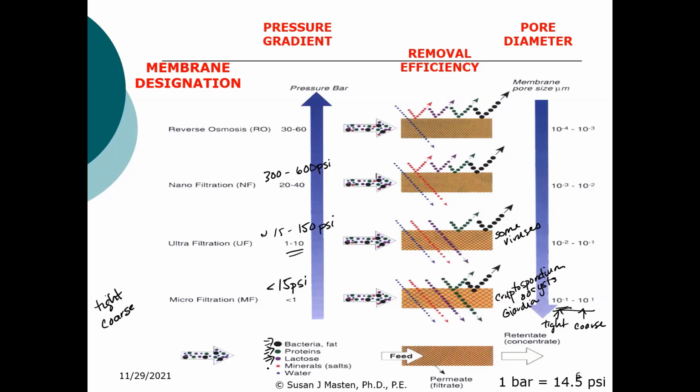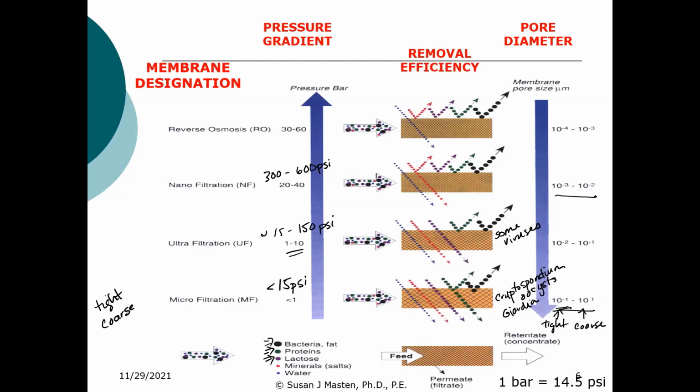So you can see we're removing smaller and smaller material. Pore size, another order of magnitude lower. So you can think about really each step is about an order of magnitude decrease in the pore size, resulting in significant increases in the pressure, which also means significant increases in the cost of operation.